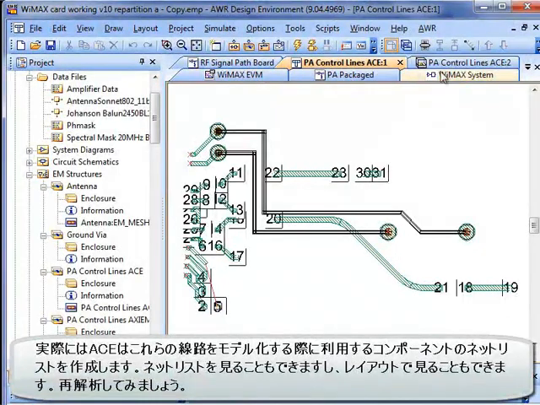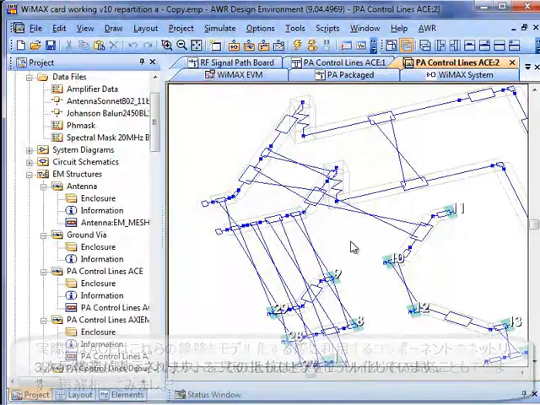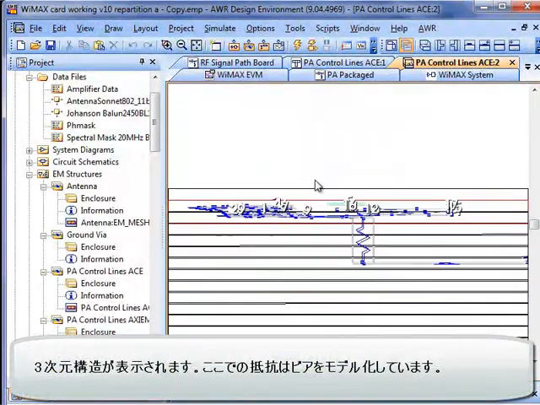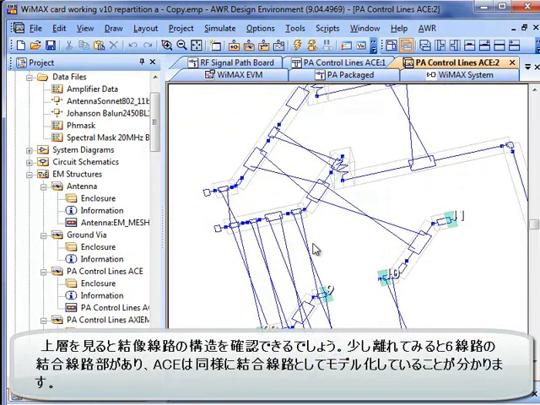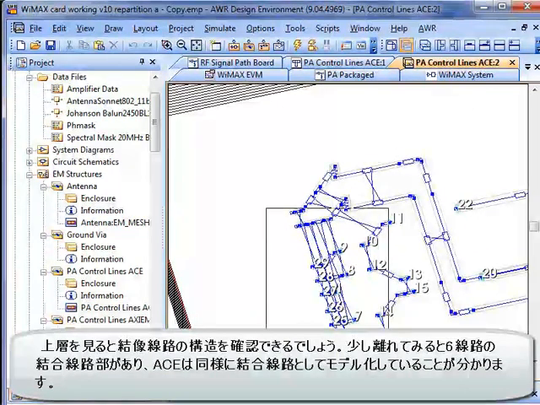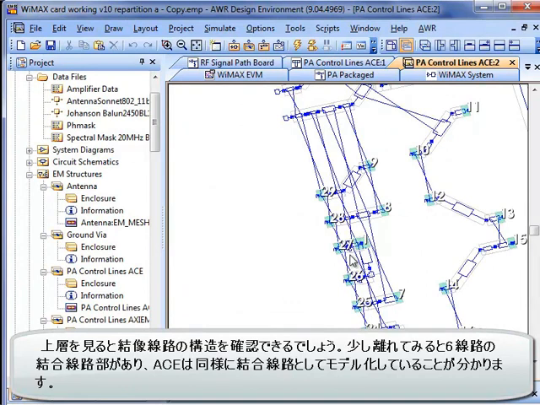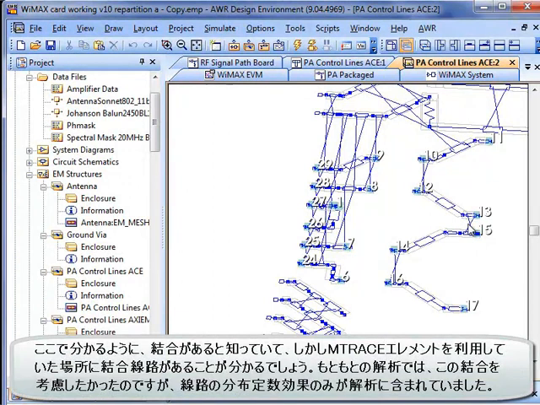ACE actually produces a net list of what components it's using to model these lines, but we can go in and see a very graphical analysis right here, and let me just re-simulate it. So you can see the multiple three-dimension structures. These resistors over here are modeling our vias. If we look at a very high level, you can see coupled line structures are discovered. If we zoom out a bit, you can see our 6 coupled line element that ACE also was able to find. And if you look over here, here's that coupled line element that we knew would exist, but we modeled as M-traces.